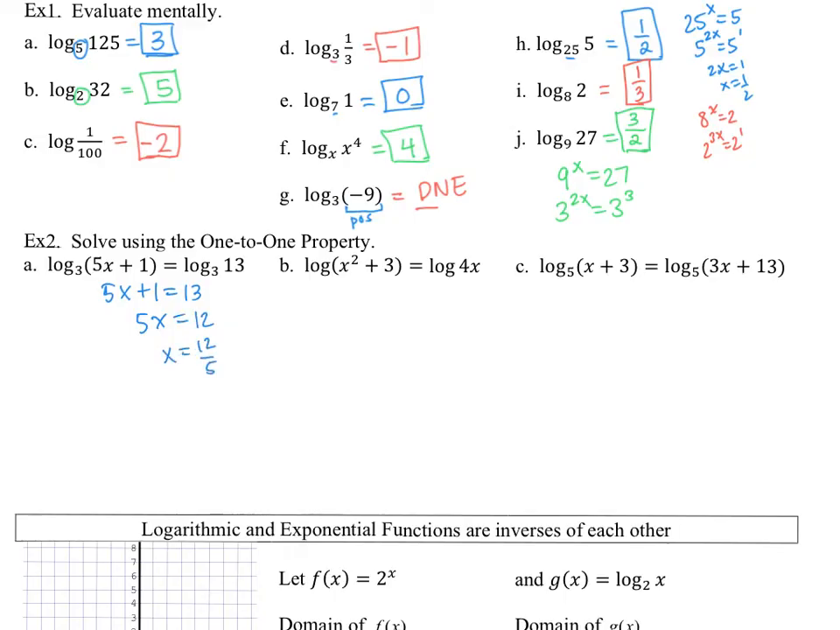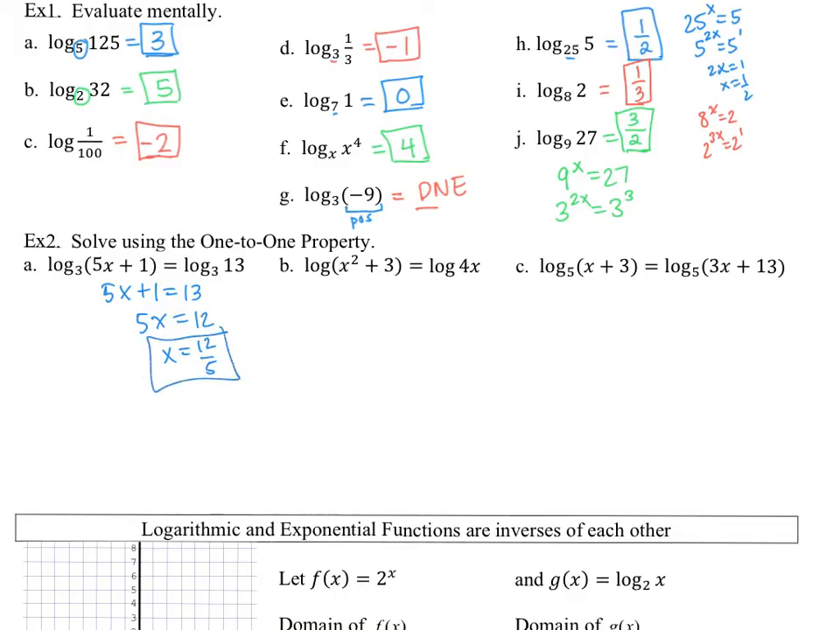Okay, if in the past you might have checked this completely, I just need to eyeball it and make sure it doesn't disrespect the domain of the log function. If I plug 12/5 into here, I'm going to get some kind of positive answer. Since it's a positive argument, then this is a valid answer.